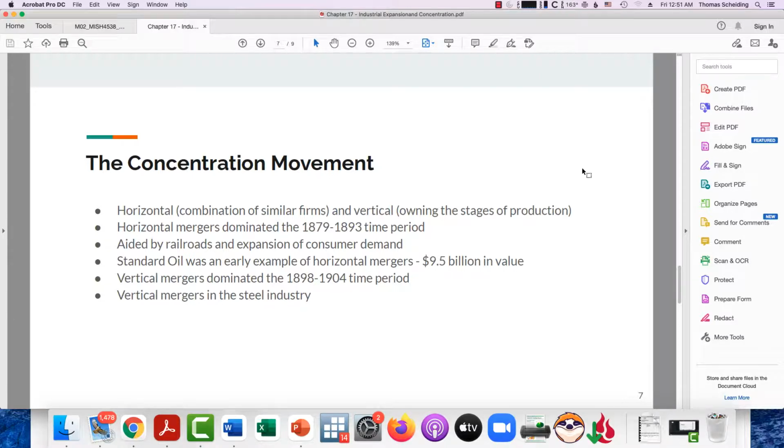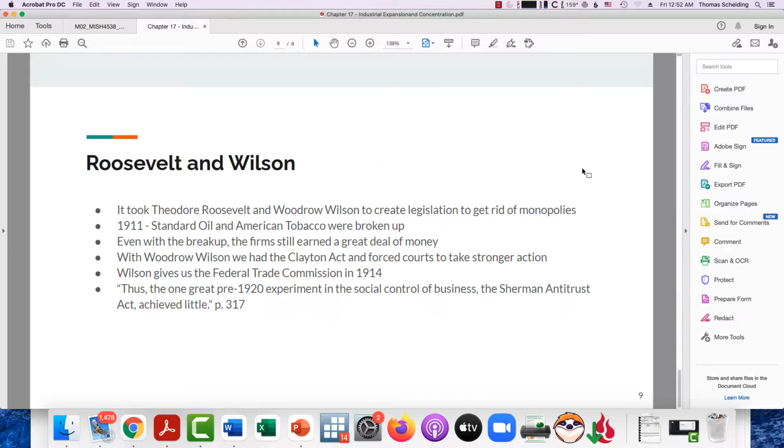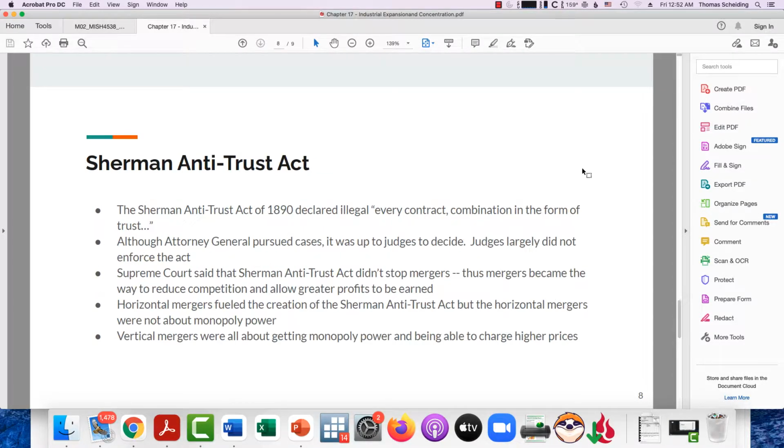The vertical mergers are seen after the horizontal mergers period. So you see this 1898 to 1904. This is at the time that Theodore Roosevelt becomes president, and with his election, he becomes very anti-monopolistic. These vertical mergers are seen in the steel industry, where, again, the steel company could own the mines, they could own the railroads that transport the things. So they're trying to own all the stages of production of that product.